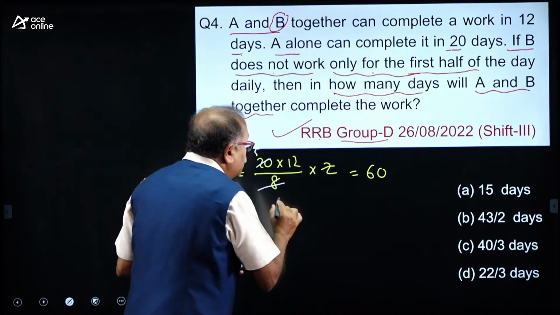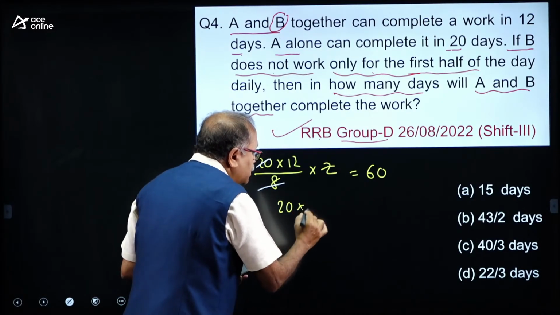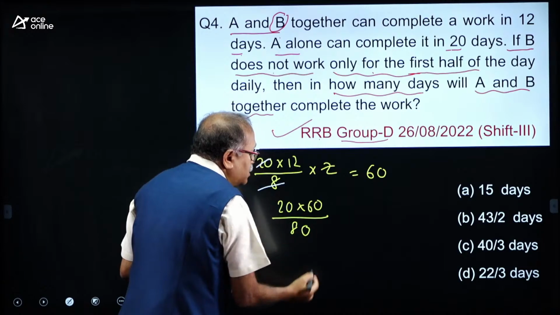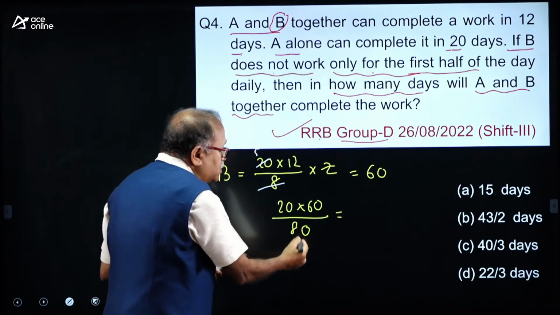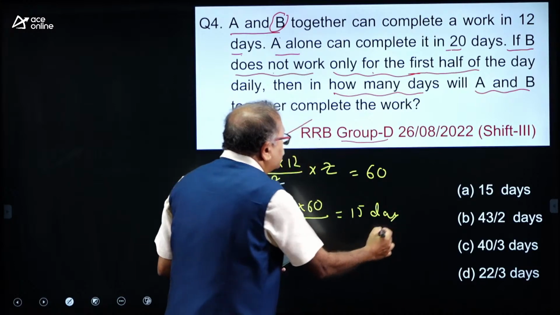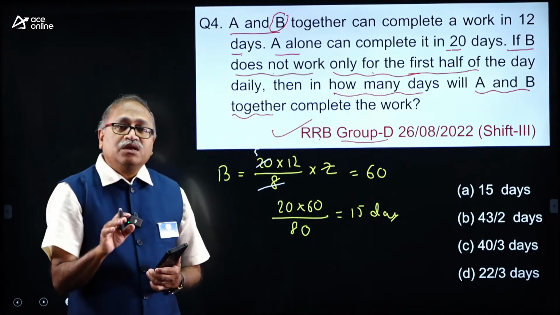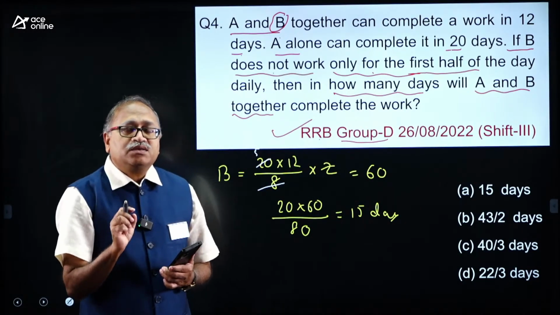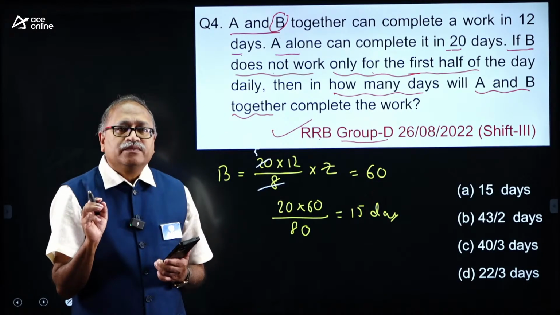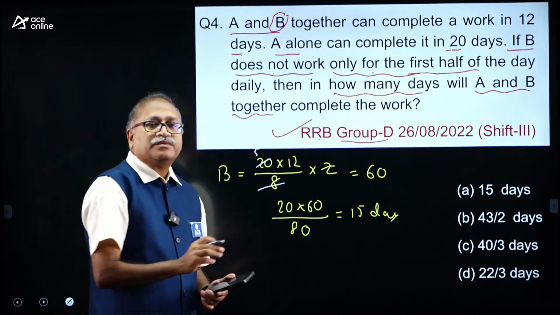A 20 days, B 60 days, and A plus B, that comes 80 days. When I cancel this one, this is 4 times and this is 15 times. So, 15 days. Don't you think after reading the question, I can answer this question in 10, 12, 15 seconds? This is the only writing part.